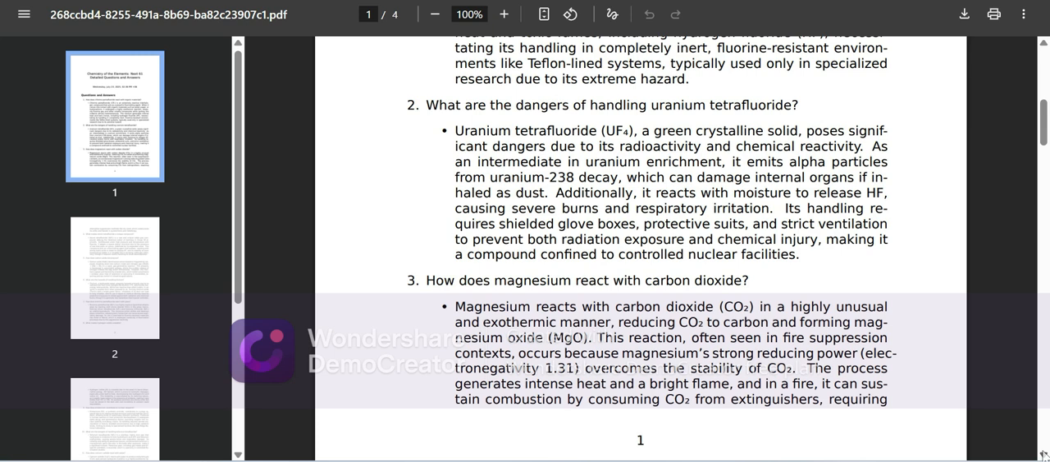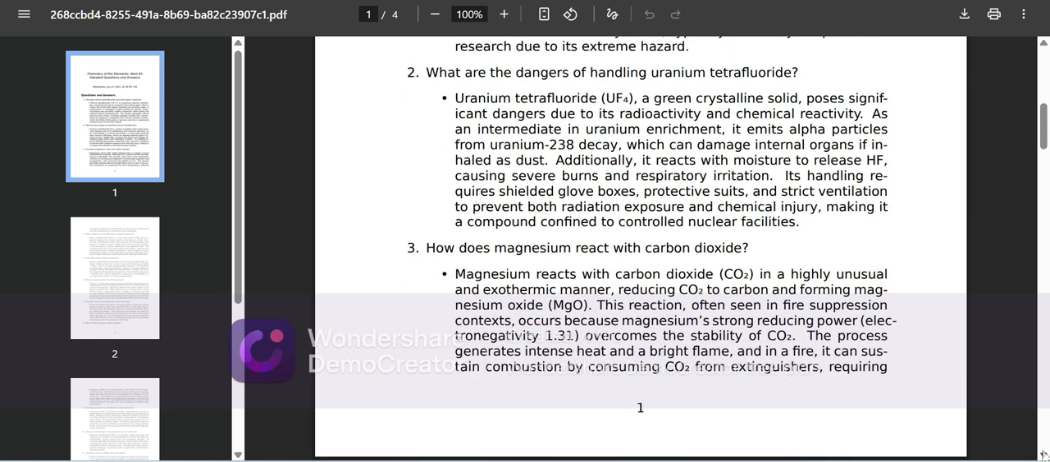Additionally, it reacts with moisture to release HF, causing severe burns and respiratory irritation. Its handling requires shielded glove boxes, protective suits, and strict ventilation to prevent both radiation exposure and chemical injury, making it a compound confined to controlled nuclear facilities.